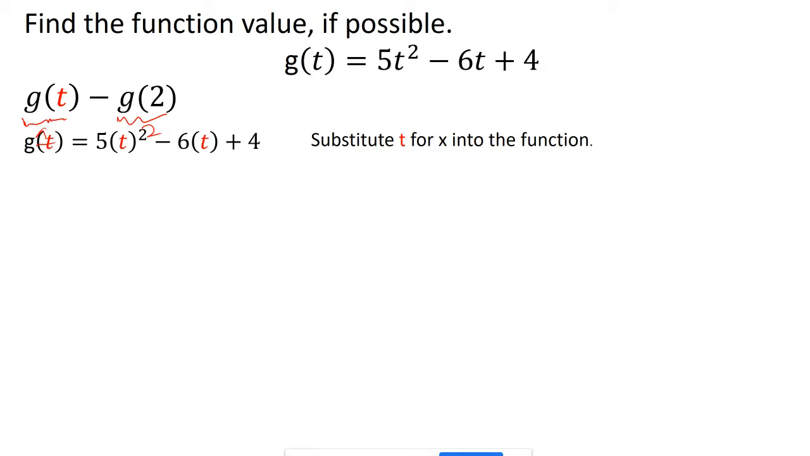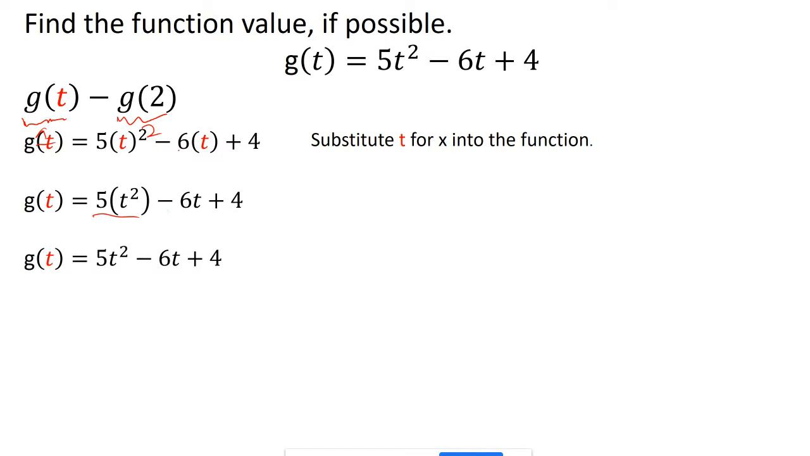So if I plug in t into the parentheses, then I would get 5t squared minus 6t plus 4. And we're going to simplify this. So t squared is just t squared minus 6t plus 4. So this is kind of repetitive here. I'm just multiplying 6 times t gave me 6t and so on.